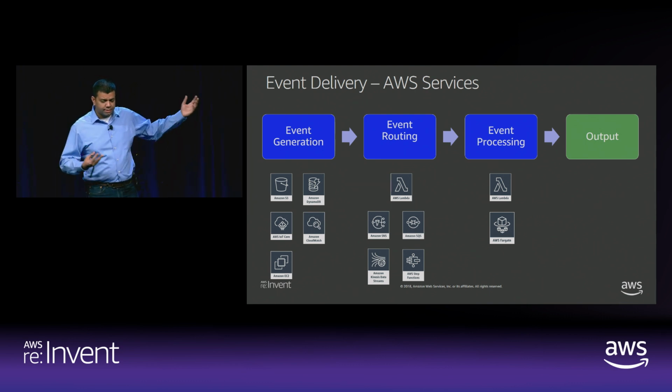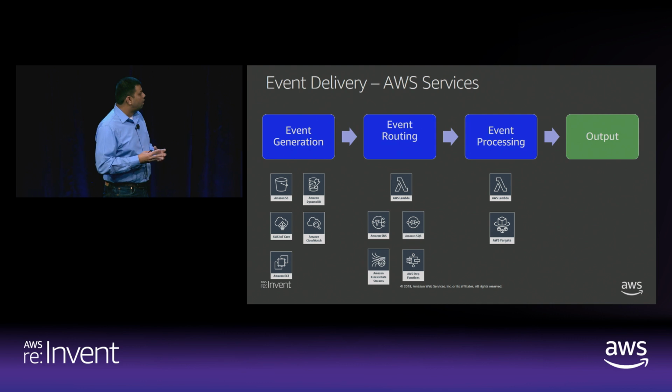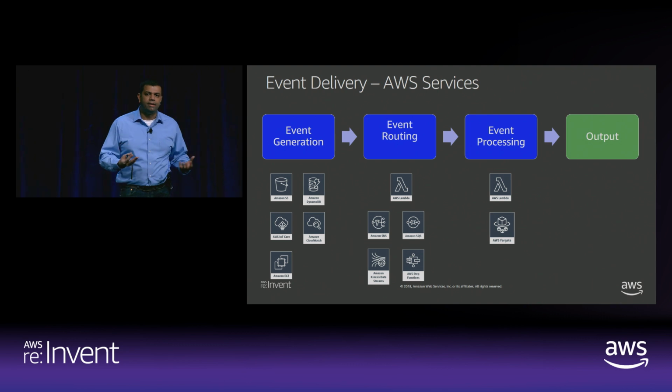For event routing, there are services like Lambda event mappings, SNS, and SQS, and we're going to go a little deeper into each of these services a little bit later. And then you can process these events using either Lambda functions, or you can run Fargate containers serverlessly in order to process these events.